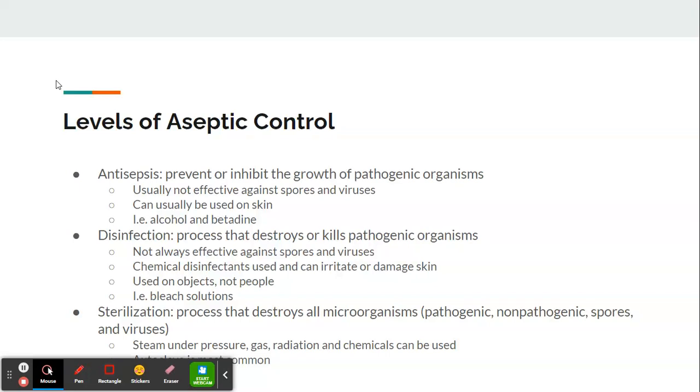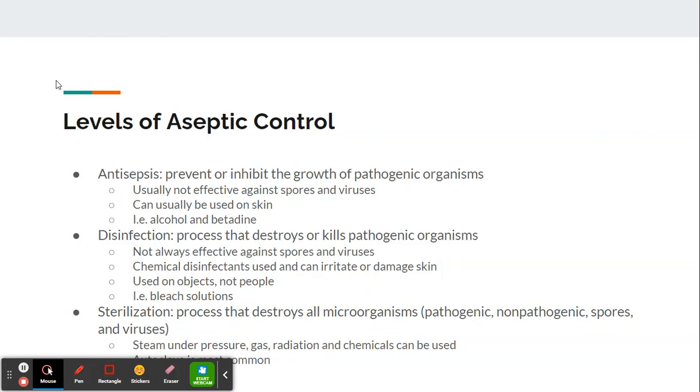When we look at the next level, or disinfection, this is where we're killing or destroying some of those pathogenic organisms. It may or may not be effective against those spores and viruses. Remember, those are both very difficult to kill. We don't want to use this on skin, because this is going to be things like bleach or other chemical disinfectants that are going to cause skin damage or skin irritation if we put them on our body. So disinfection we're using on objects, not people.